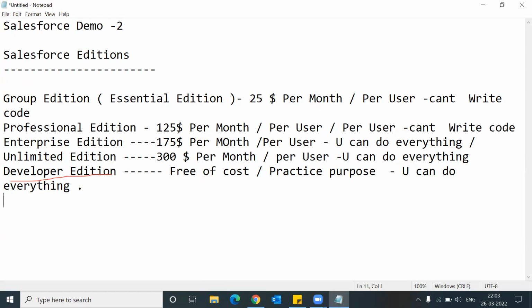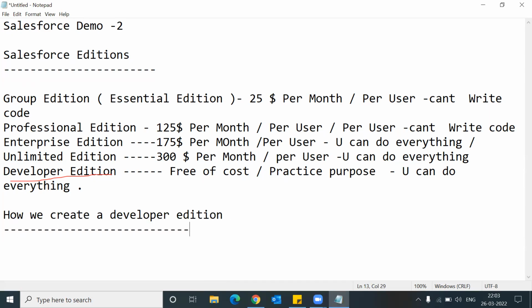Now we have one more thing. How can we create a Developer account? Because we need to create a Developer account for practice purposes, so I will create it. So how do we create a Developer edition? Before the Developer edition, I'm telling you one thing.